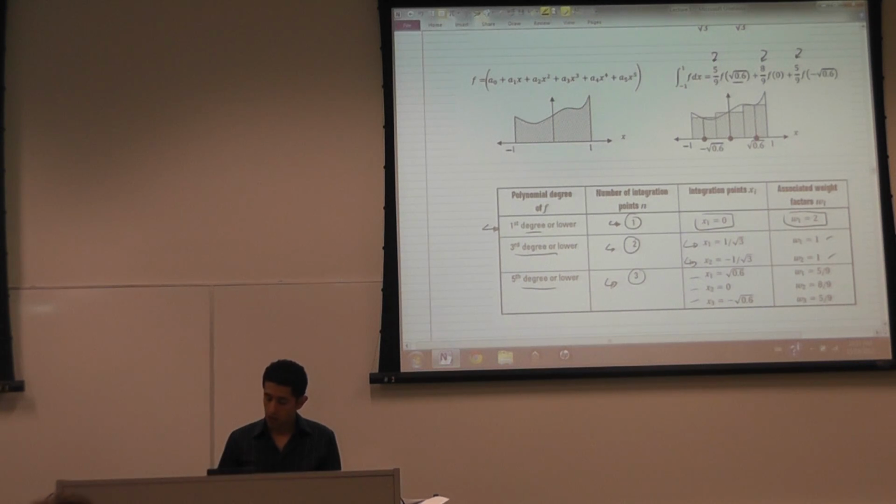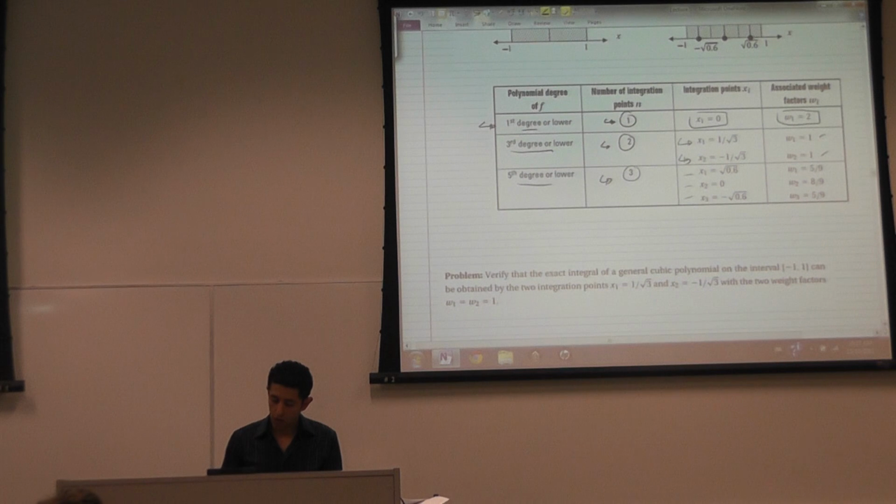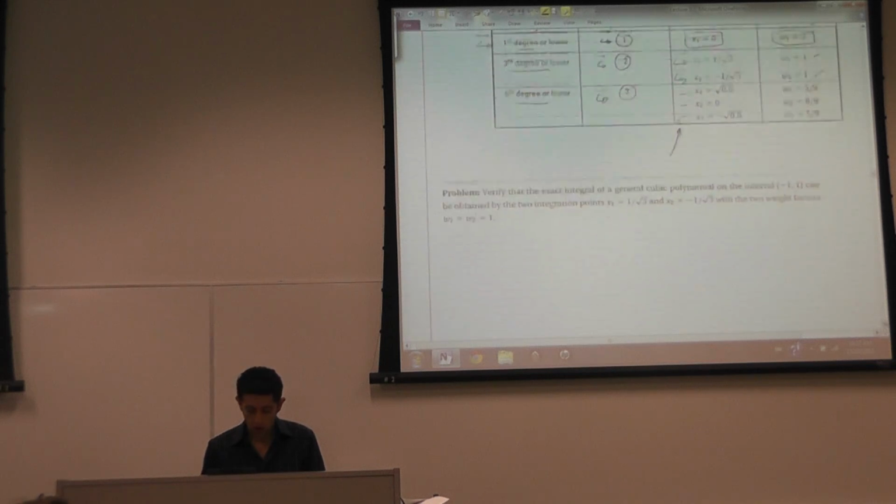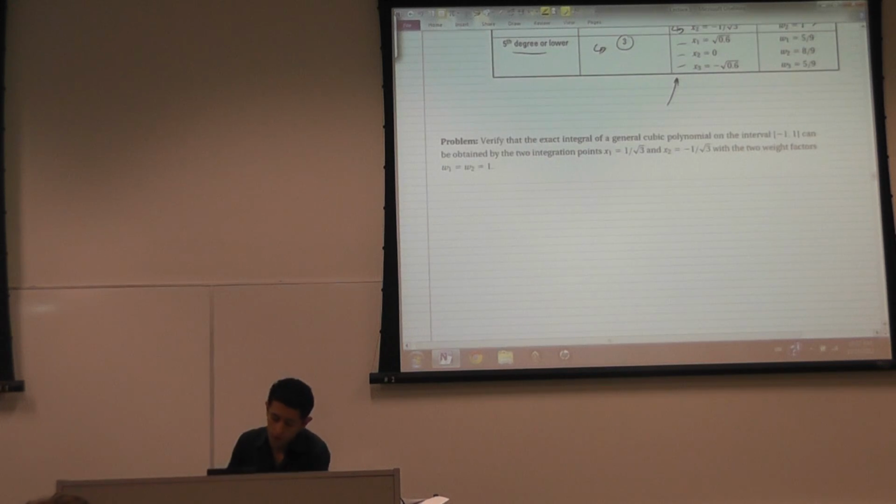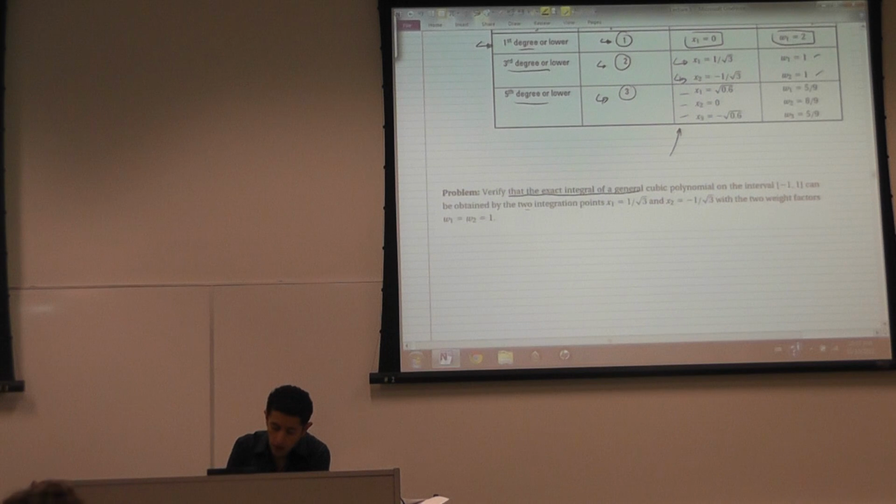Now, how would you come up with the above? You basically solve a few equations in a few unknowns. So for example, we need to verify that the exact integral of a general cubic polynomial on the interval from -1 to 1 can be obtained by the two integration points x1 and x2 with the two weight functions w1, w2 equal to 1. So basically I want to verify that this is true.